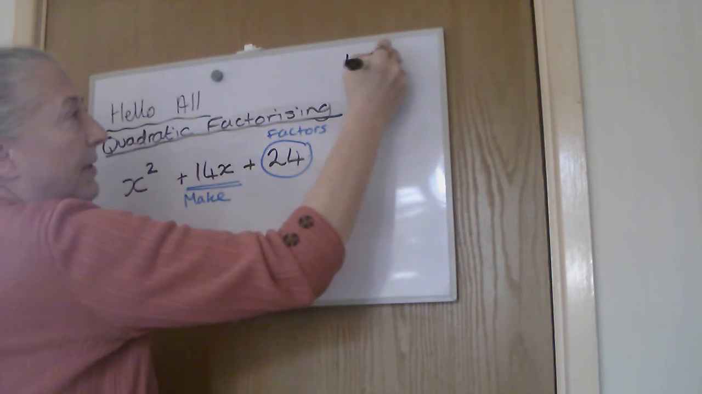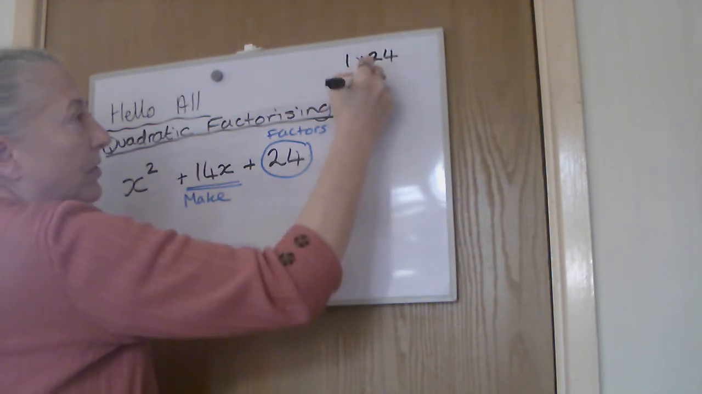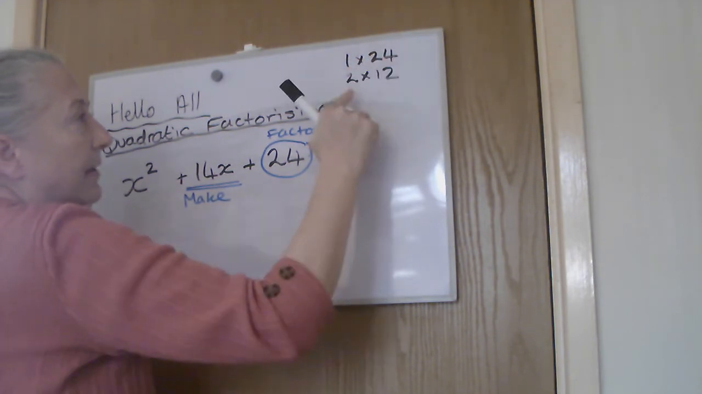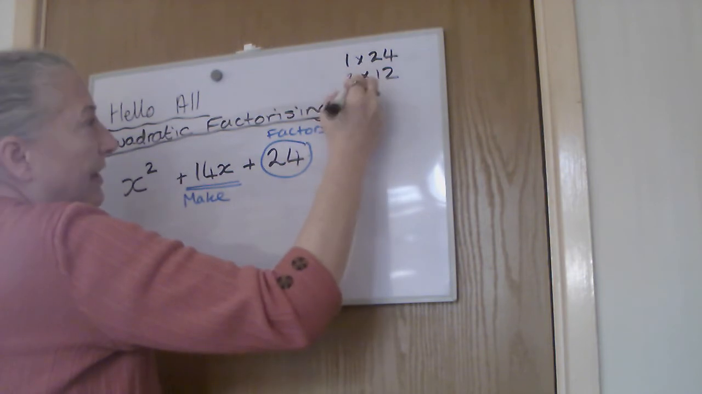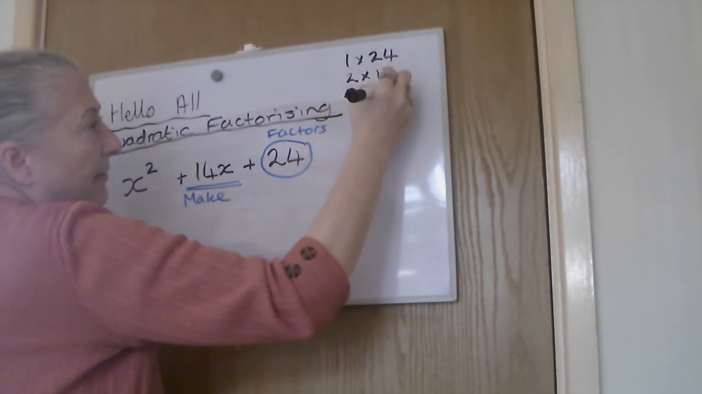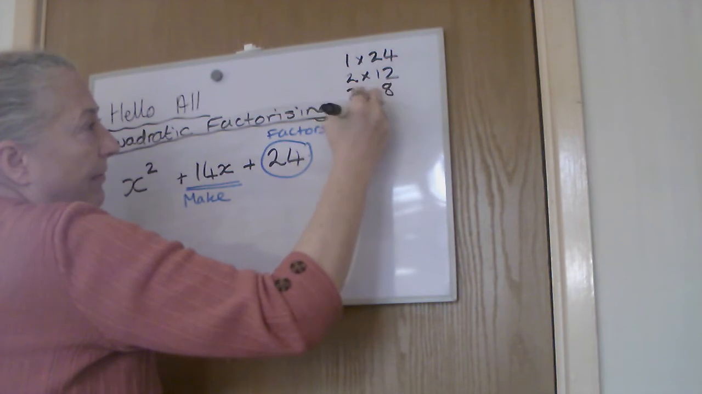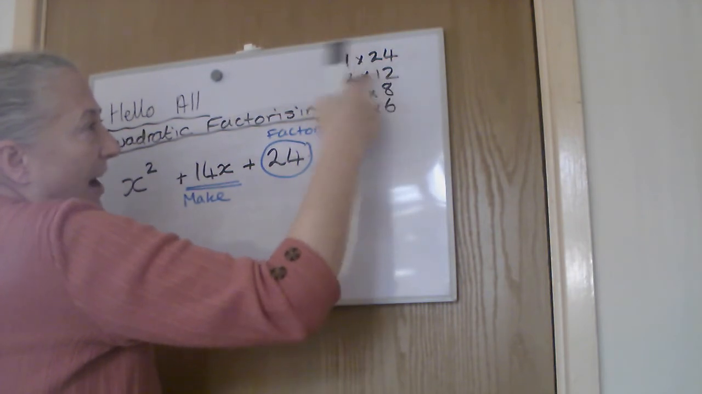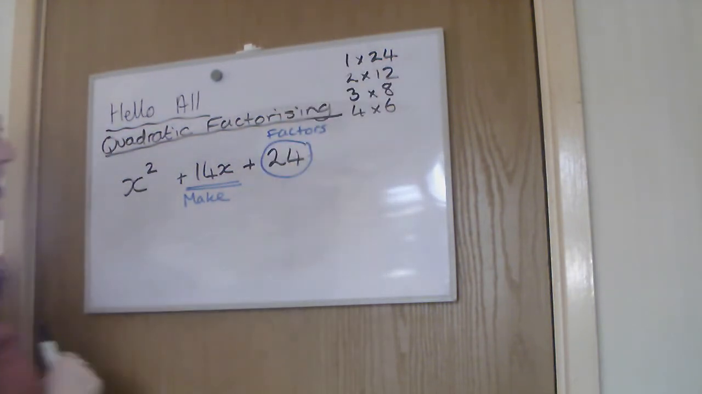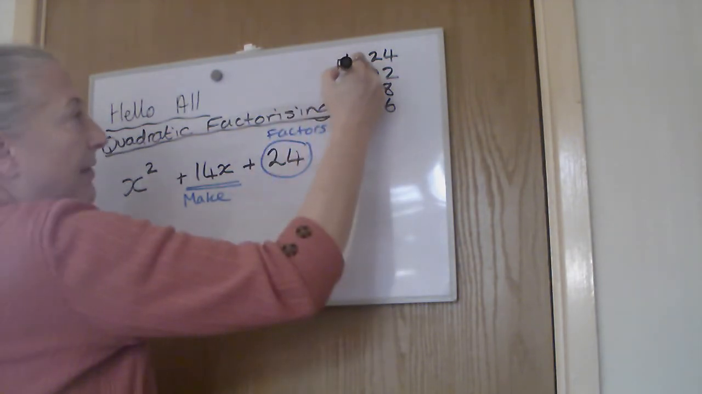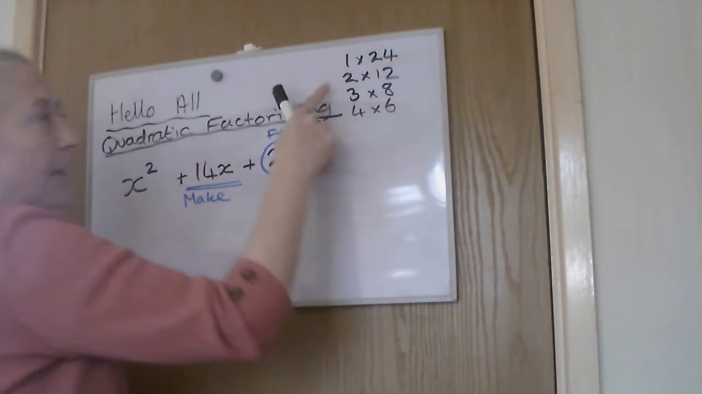1 times 24, 2 times 12. Oh, well, I'll go 3. 3 times 8, 4 times 6. But I'm already seeing the pair that I'm going to pick. I've got a 2 there, if you can see that clearly.